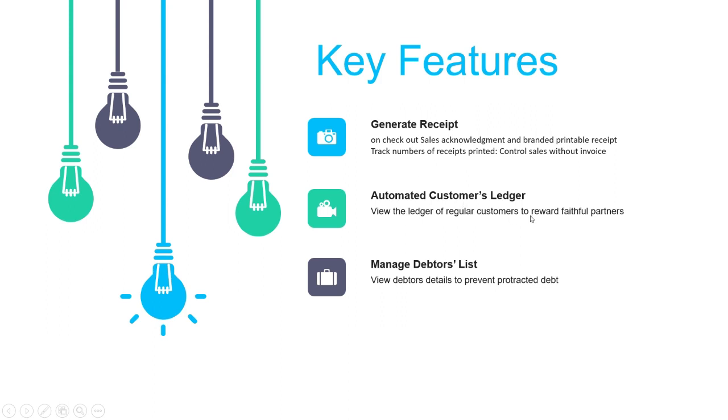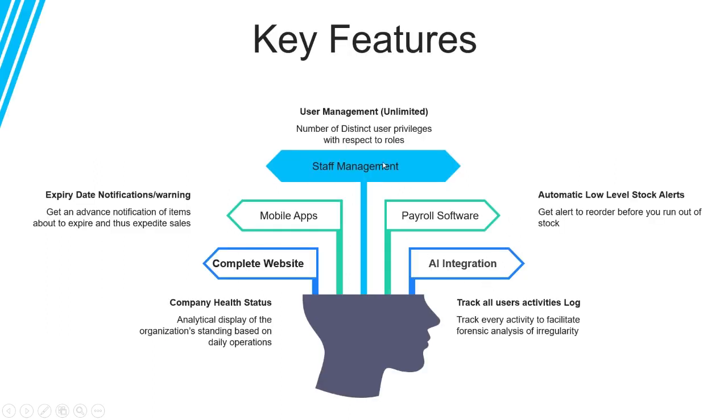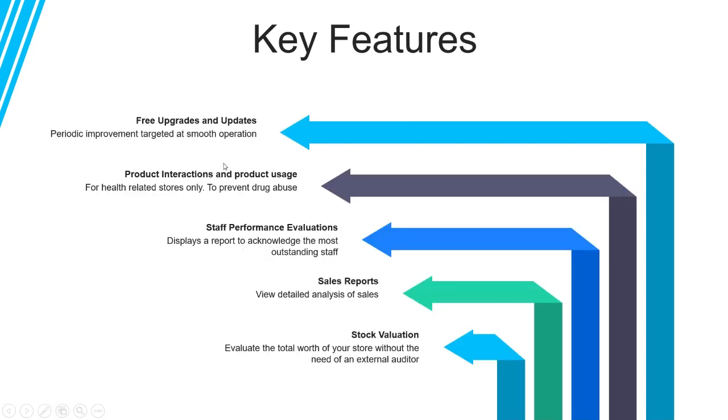We have automated customer ledger, manage debtors list, and key features. These are our key features: staff management, mobile apps, complete website, payroll software, AI integration, and lots more. Depending on the package you want to get, you can download the source code from our website or our partners' websites, and we're good to go. Another key feature is free upgrades and updates. Periodically, we're going to be upgrading the application, adding more features every now and then. So you'll be in the loop as soon as you download your version. You can change the theme, do whatever you have to do, staff management, and many more.